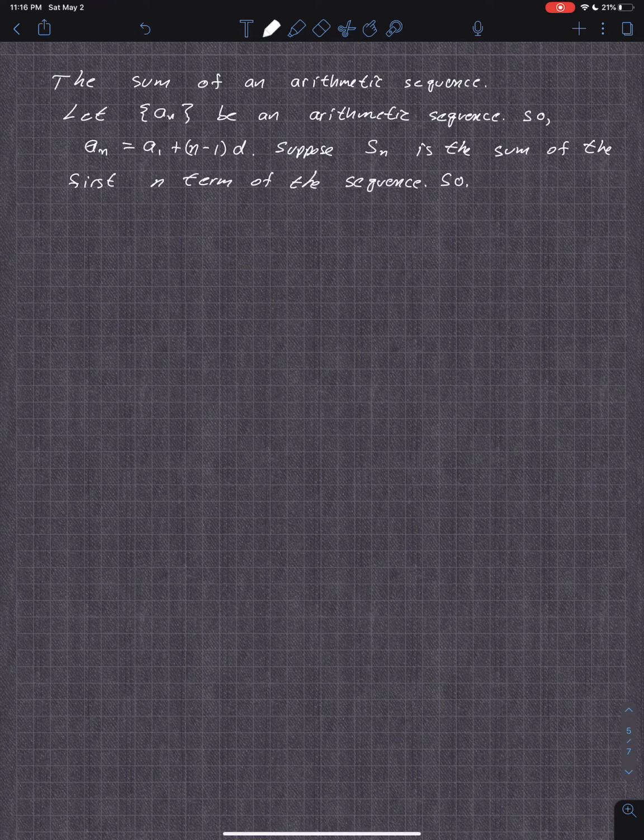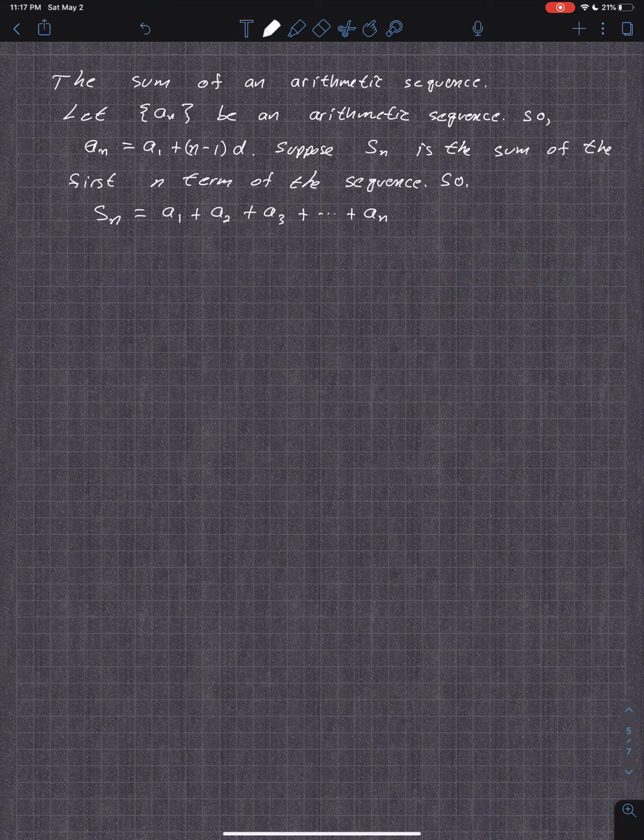So S sub n is a1 plus a2 plus a3, etc., plus all the way to a sub n. So that's what it will look like. Now we're going to rewrite a2, a3, all the way to an in the form of basically a1 plus d, or a1 plus d plus d. We're going to do that again.